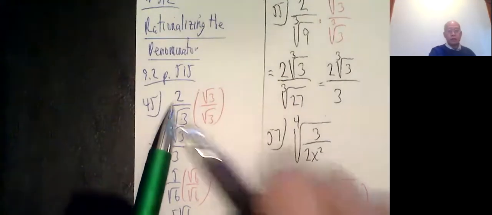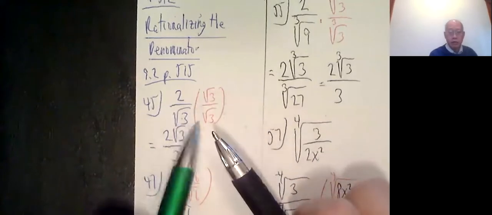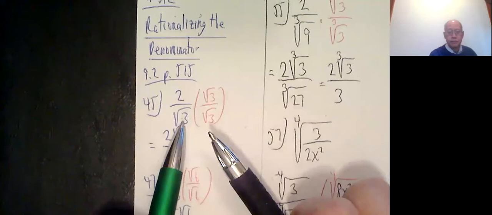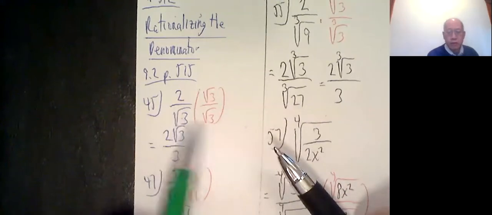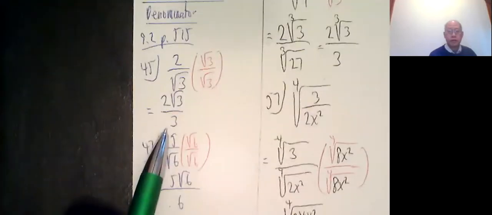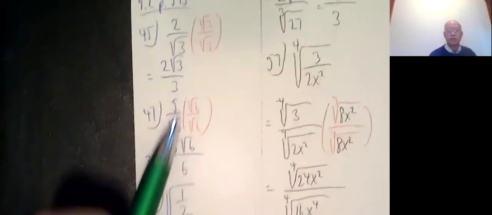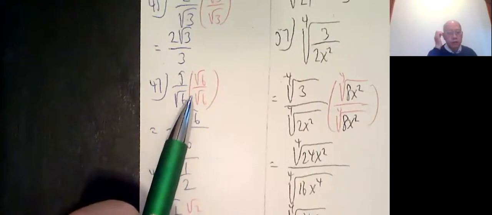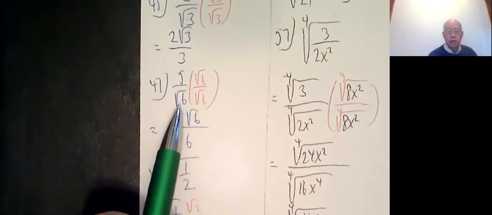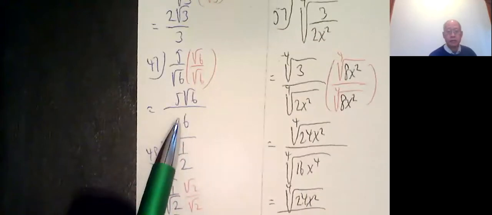So here's what you do. 2 over radical 3. Just multiply top and bottom by radical 3, whatever you see in the denominator in this case. Because radical 3 times radical 3 is just 3. So 2 radical 3 over 3. Same thing here. 5 over radical 6. Just multiply by radical 6 over radical 6. And these two will combine to just give me 6. So 5 radical 6 over 6.